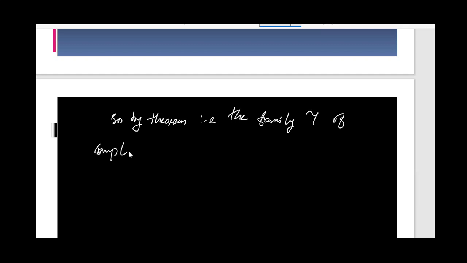So have you concluded that? By Theorem 1.2, this closed collection of sets satisfying these three conditions, the family T of complements of members of script C, is a topology on X.